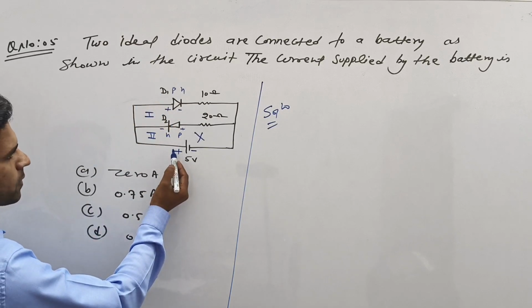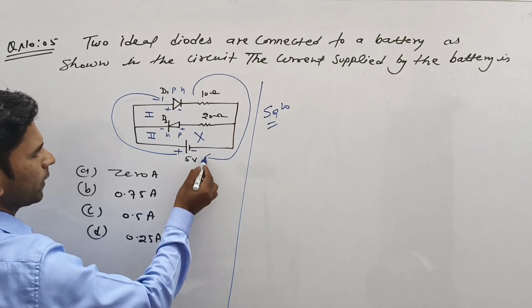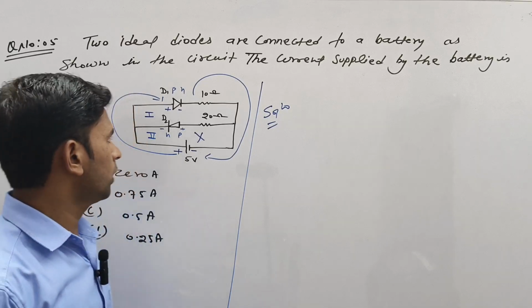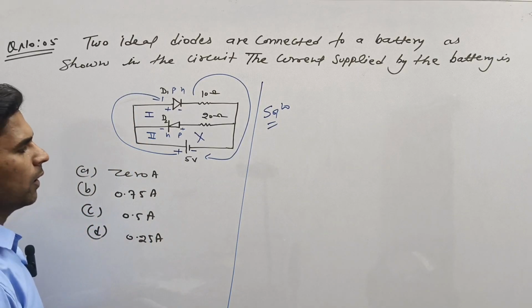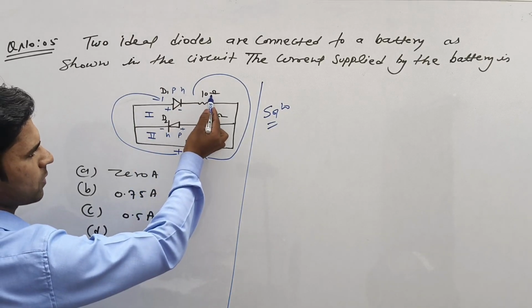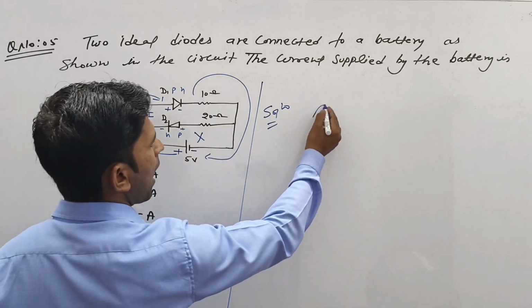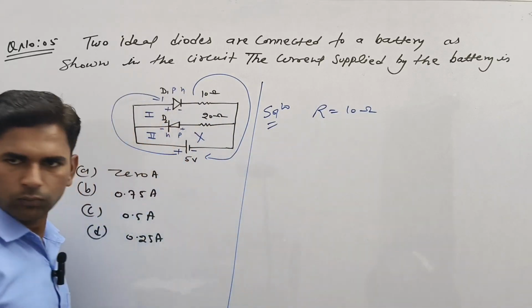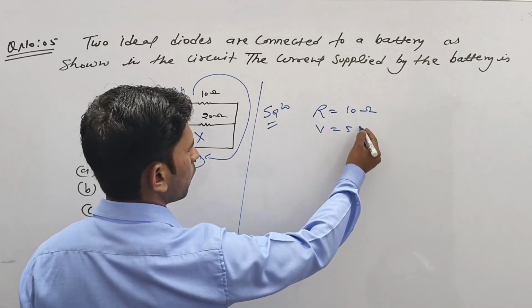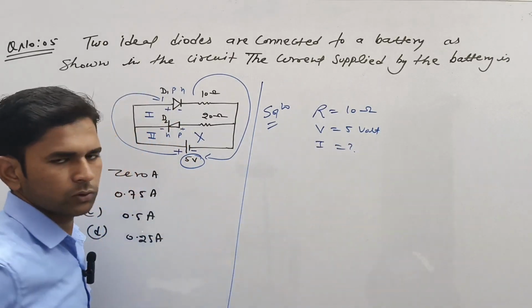In the first loop, positive is connected with positive and negative is connected with negative. This type of configuration shows forward biasing, so current will flow. When current flows, you can check the total resistance. In this path there is only R equal to 10 ohm, and the applied voltage is V equal to 5 volt. It asks for the value of current, so how can you find it?